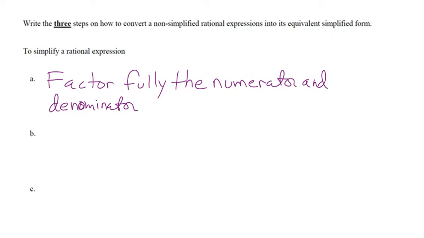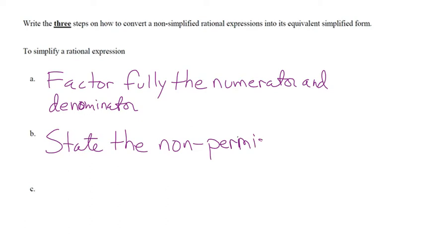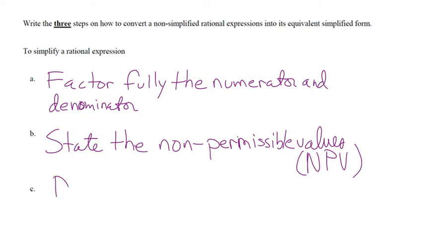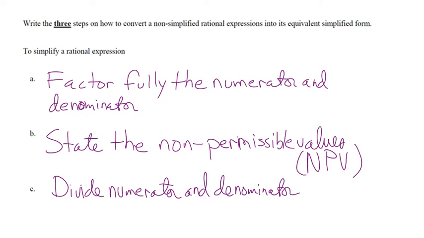What's the second step? Once it's factored, state the non-permissible values. Learn this one. Sometimes abbreviated as NPV or NPVs. So the first step is to factor it fully. The second step is look at the denominator and figure out what value of x will make each of those factors equal to 0. Those are your non-permissible values. And then the last thing to do is divide numerator and denominator by all common factors.